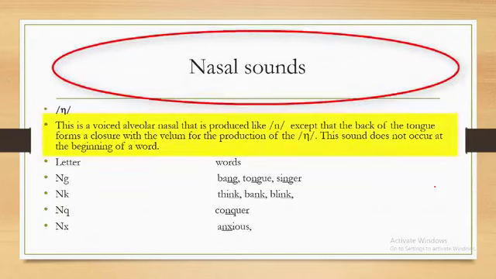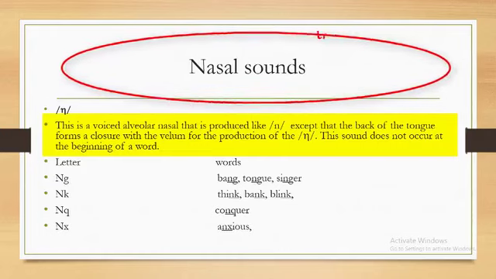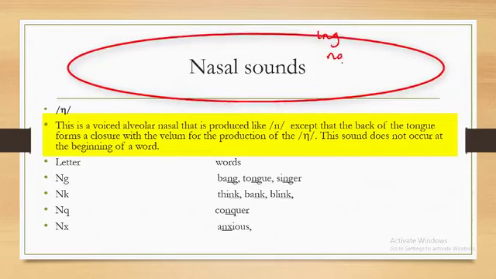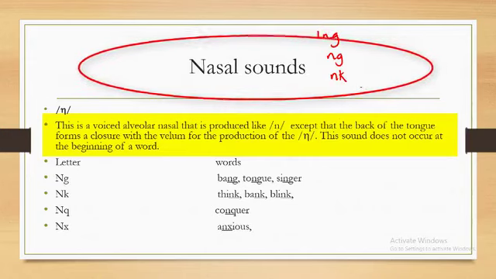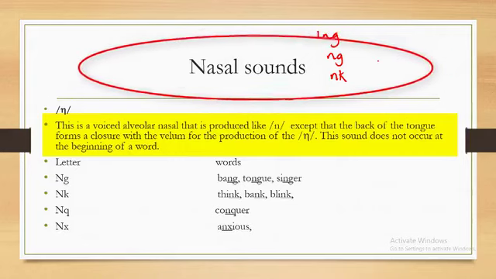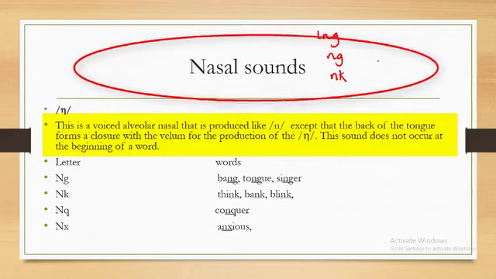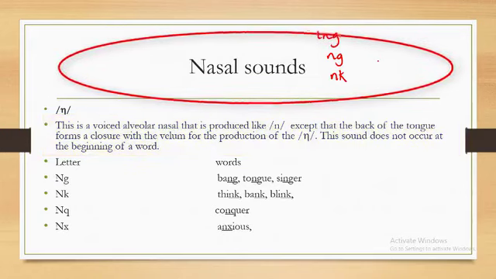Then we have ng. Now this nasal sound occurs in mostly ing words or ng words or nk words. Okay, most times. I didn't say every time. So we have bang, tongue, singer, think, bang, bling, conquer, anxious. Okay, so that's very important.